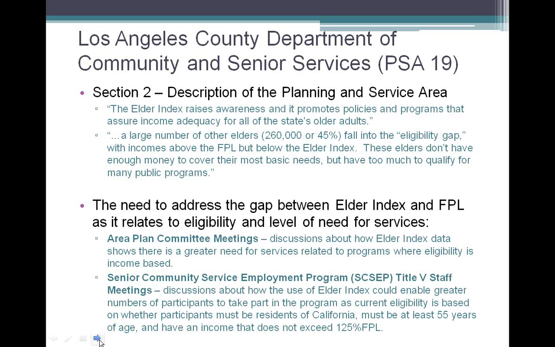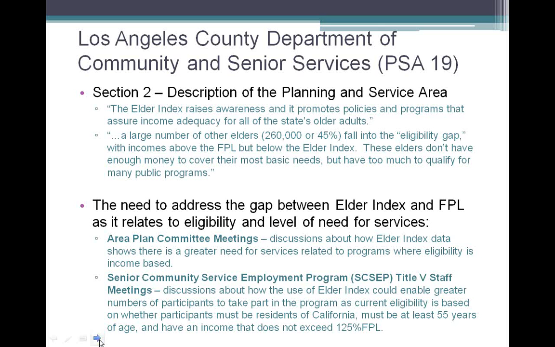And as you can see here, there's both a narrative statement about the importance of the Elder Index, but also the use of the demographic information that I spoke to earlier, looking at the number and the percentage of elders who are falling below. So for those of you who are still working on your area plans and will be working on other documents, these are just a couple of examples of the way in which you can use the Elder Index.